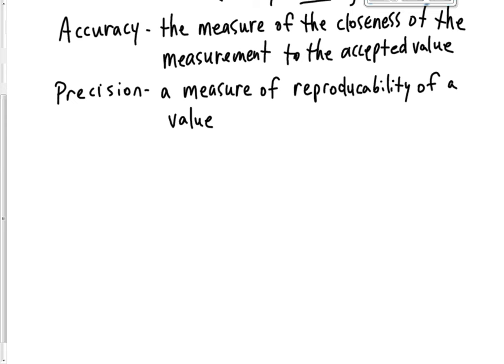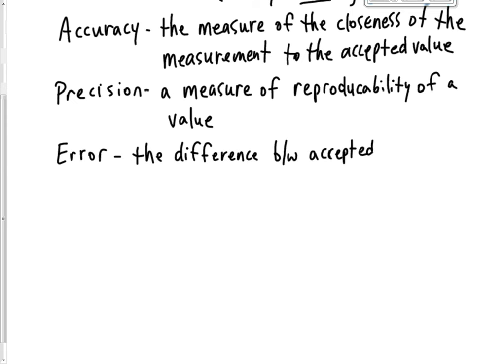Okay, and then the last one is error. Okay, error, that's the difference between the accepted value and the experimental value. So the difference between the accepted value, what the right answer should be, and what you actually got.